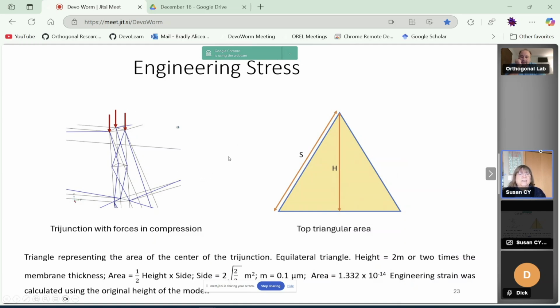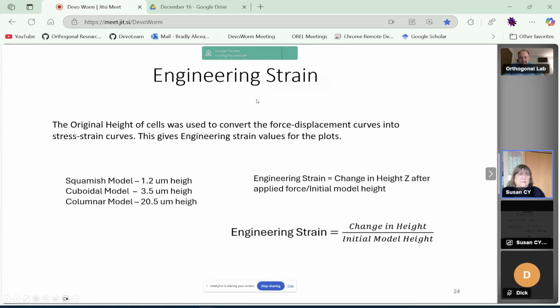And for engineering stress, I simply used the area of this triangle, and here are the calculations for the triangle that's on top of the T4 structure. For engineering strain, I used the original height of the cells. So the squamous model was 1.2 micrometers high. The cuboidal model was 3.5 micrometers high, and the columnar model was 20.5 micrometers high. And so engineering strain is the change in height divided by the initial model height.